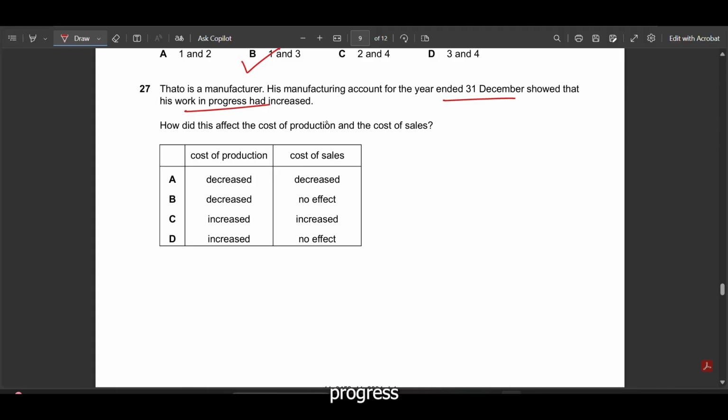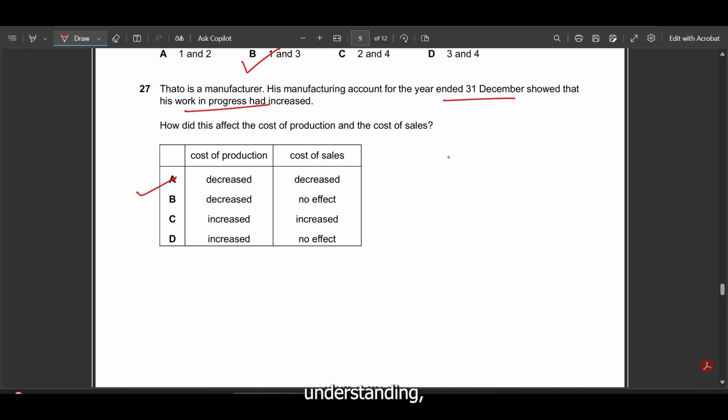So work in progress is nothing but my closing stock. So always remember, work in progress has increased, that means somewhere down the line my cost of production has decreased. Because work in progress of 31st December, they are talking about closing inventory of work in progress as on 31st December. So if closing inventory is increasing, my cost of production will decrease, and if my cost of production is decreasing, my cost of sales will also decrease. So hence the right option would be A.